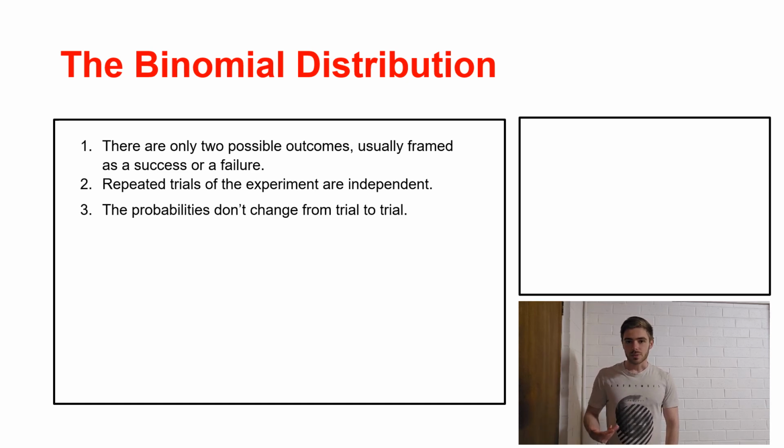The typical example of a binomial experiment is the coin toss. You have either a head or a tail, those are your two outcomes, and the probabilities don't change from trial to trial. It doesn't matter if you're on your first toss or on your 50th toss, the probability of getting a head or a tail is still just going to be 50-50.